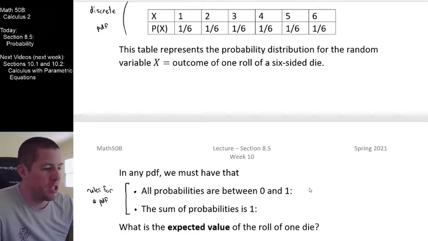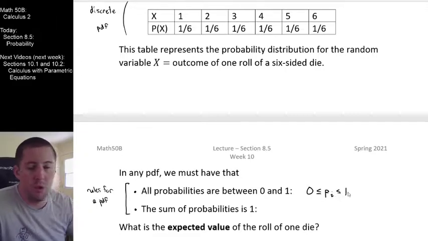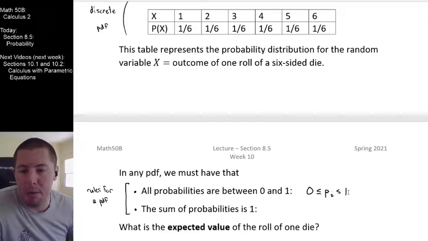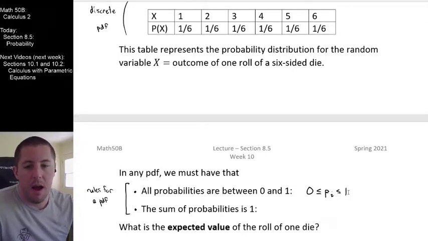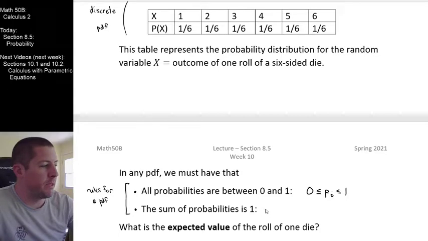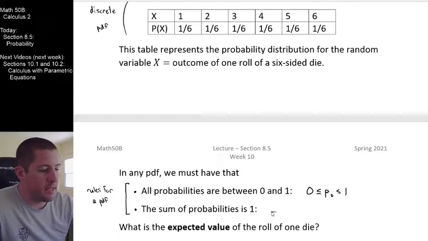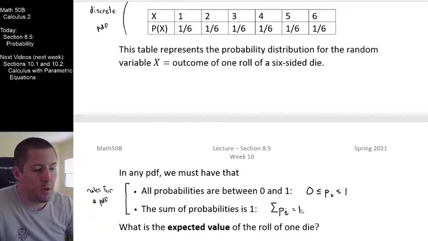So my little bit of notation I might write for this is 0 is less than or equal to p sub i is less than or equal to 1, p sub i being the probability of the ith outcome. And the sum of all probabilities being 1, we could say the sum of all of the p sub i's needs to be equal to 1. All 100% of all possible outcomes have been accounted for.